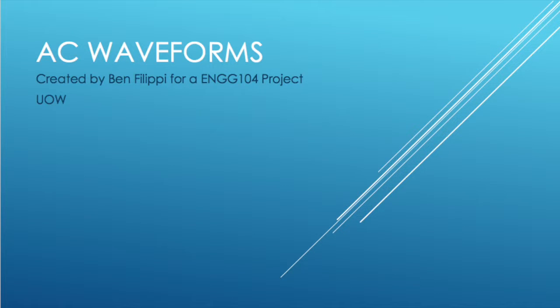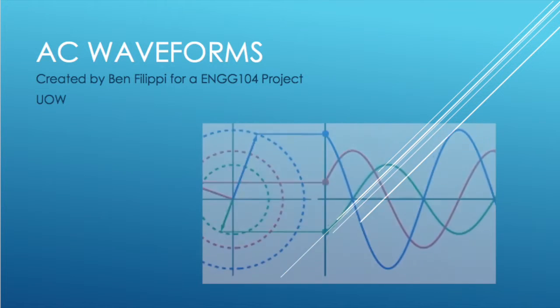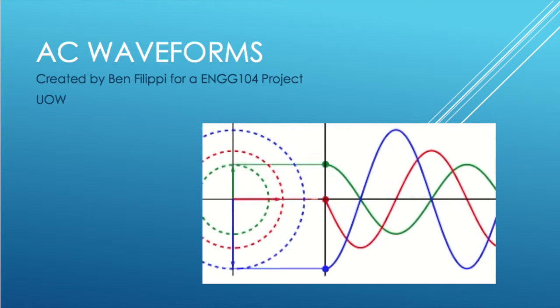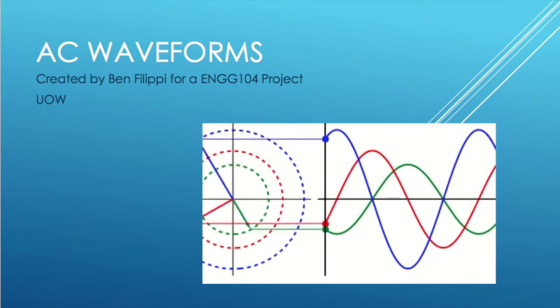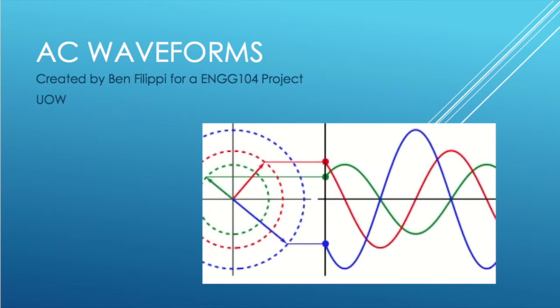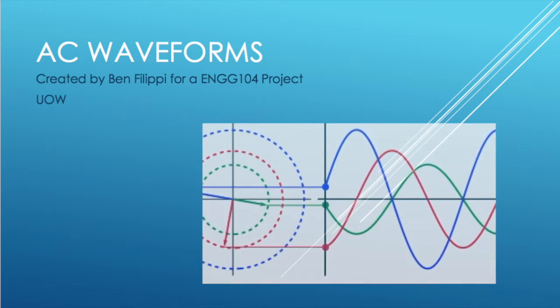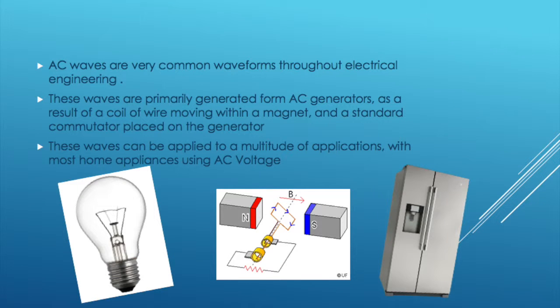AC waveforms are an integral part of electrical engineering and need to be explained thoroughly and simply. Today we're going to have a quick look at the basic maths behind them, the basic principles, and a couple of equations. AC waves are primarily generated from an AC generator. This is a coil rotating within a magnetic field, and then that just outputs an AC waveform. It's basically the reverse of a motor without a split ring commutator.